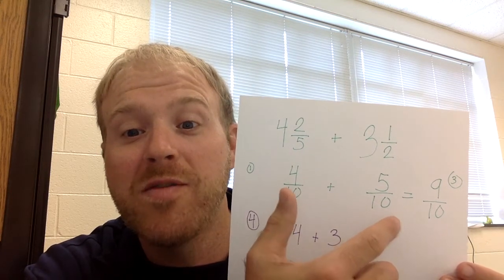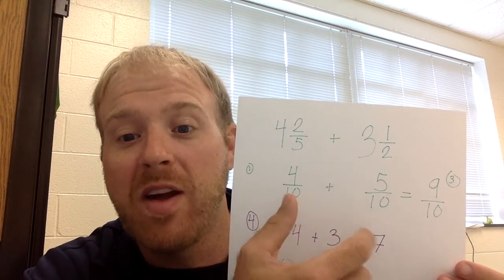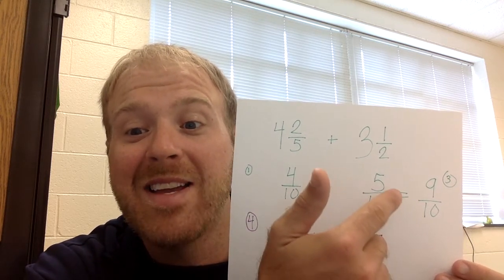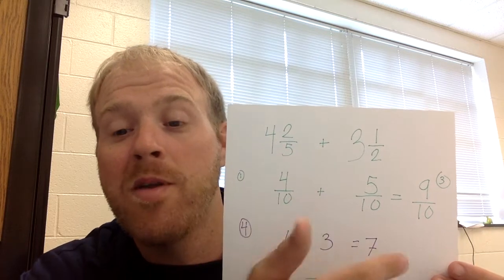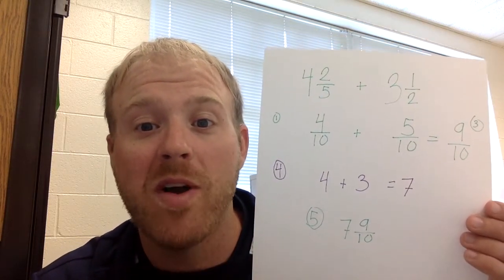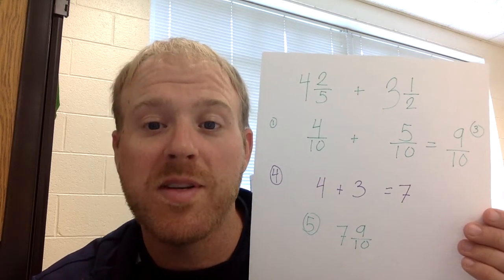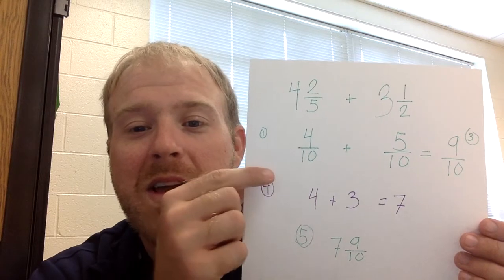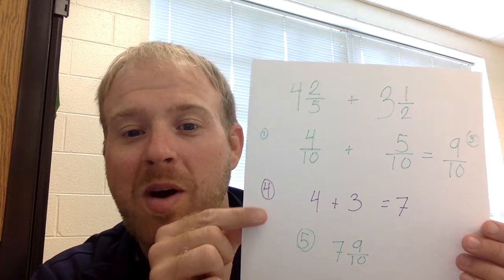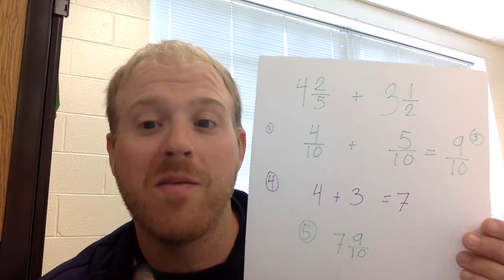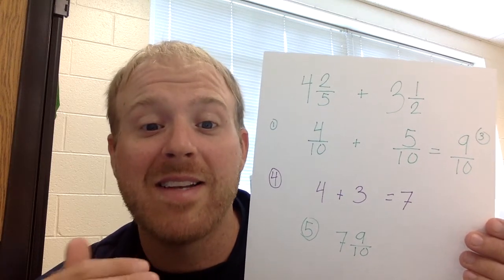I add the two fraction parts. Don't worry about the two numbers out front. So 4/10 plus 5/10 is 9/10. So that's step 1 through 3. Then step 4 says we add the whole numbers in front. So I do 4 plus 3, which is of course 7. And then step 5, I just put my fraction part and my whole number part together. And so 4 2/5 plus 3 1/2 is 7 9/10.